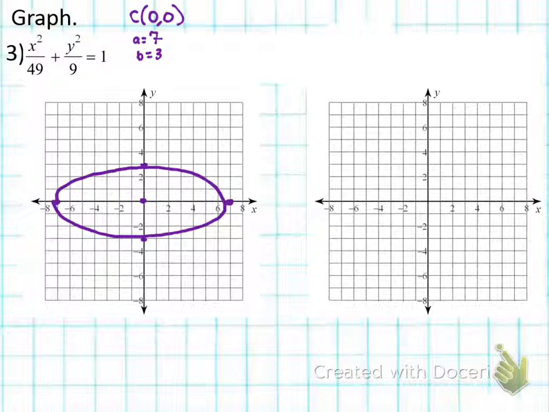So on number 3, this is correct, okay? Number 4, here we go. Okay, number 4, we got x squared over 16 plus y squared over 36 is equal to 1. Okay?